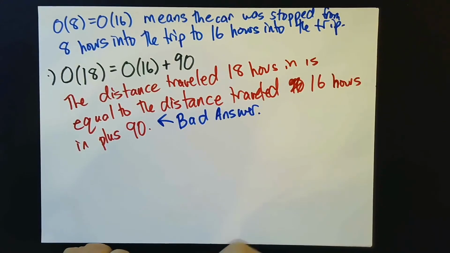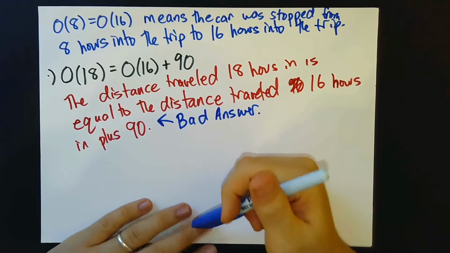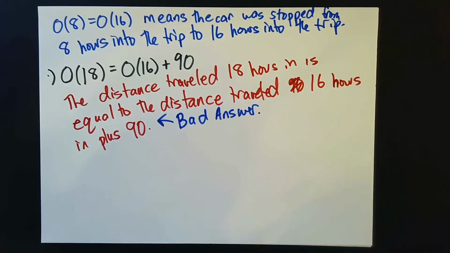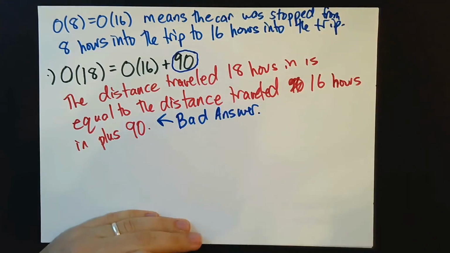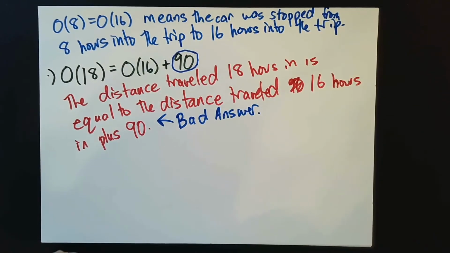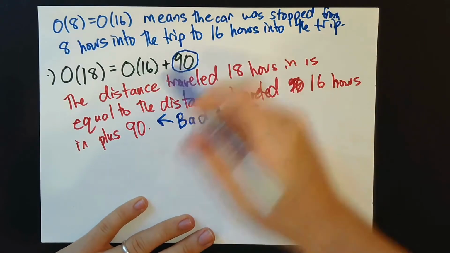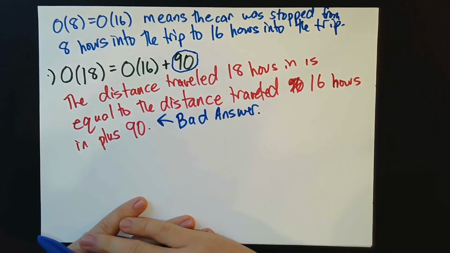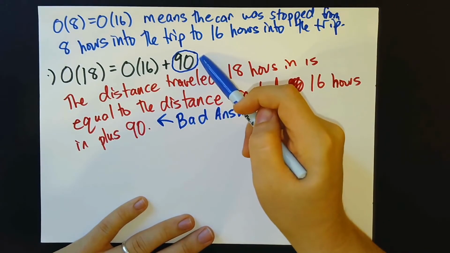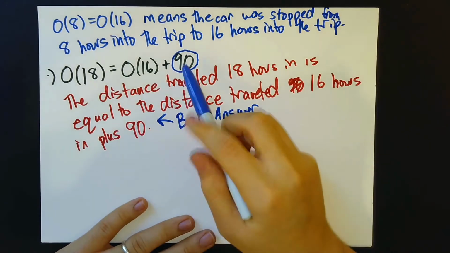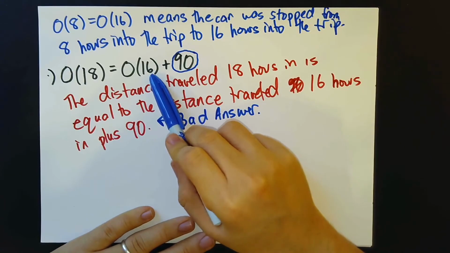This is not really giving me context about what this is really saying in terms of a road trip. Okay. And so one hint when you're faced with something like this is to ask yourself, what are the units of this 90? And so I think really, once we figure out what this 90 is, then we'll be well on our way to understanding what this statement is saying. How do I know what the units of this 90 are? Well, note I added this 90 to this O of 16.